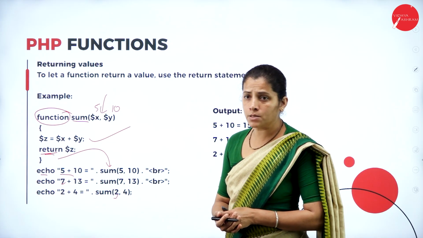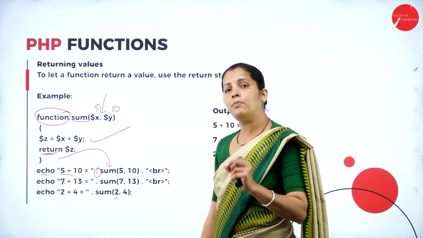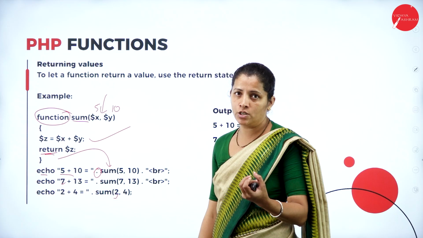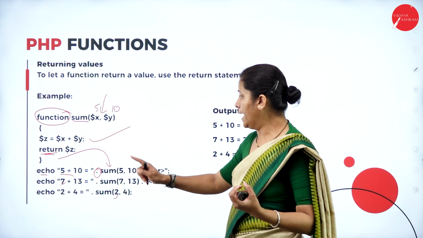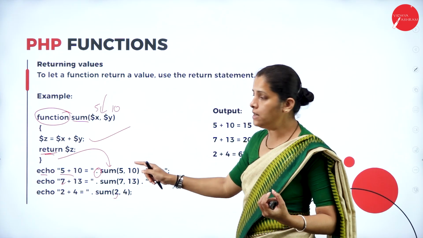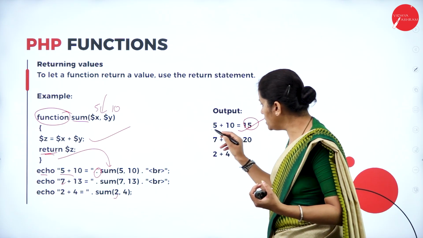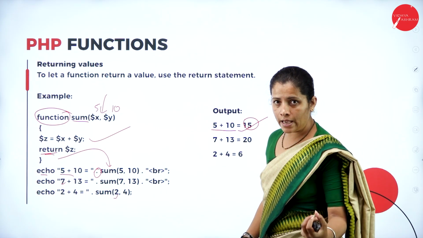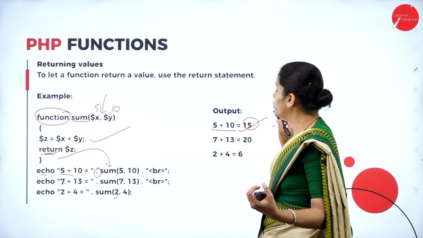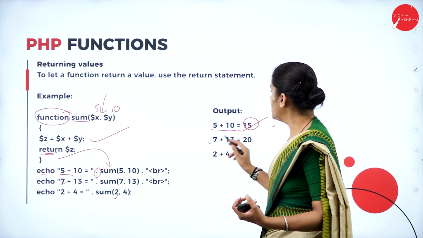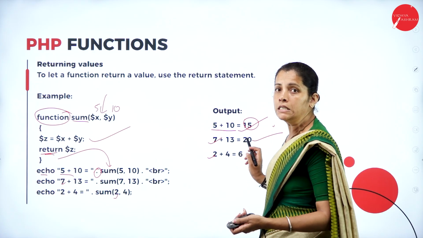And you may ask me why I want to use dot. In PHP, if I want to append a message, I'm going to use dot. So how do I want to get the output? 5 plus 10 equal to 15. I want the message 5 plus 10 to be displayed on the monitor, along with the output. So 7 plus 13, it is 20. 2 plus 4, it is nothing but 6.